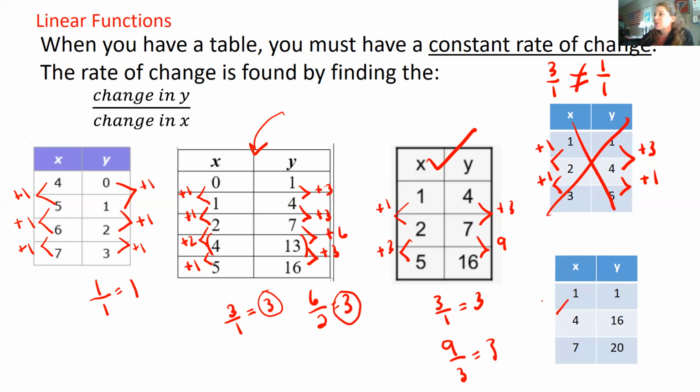This change is plus 3. This change is plus 3. This change is plus 15. And this change is plus 4. Whoops. So 15 over 3 is not the same as 4 over 3. So even though this, once again, this table represents a function, it is a non-linear function.